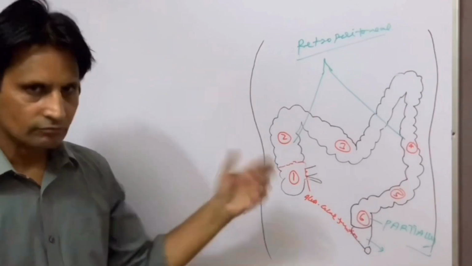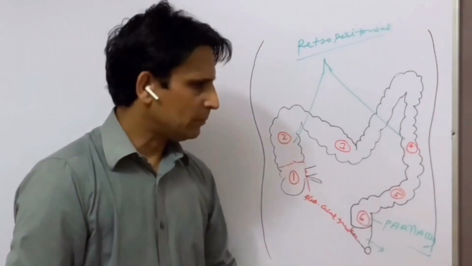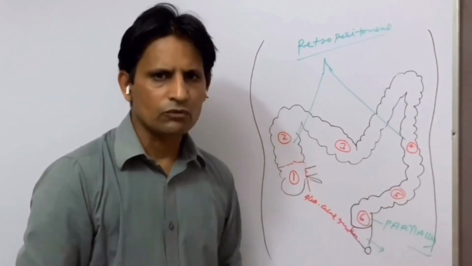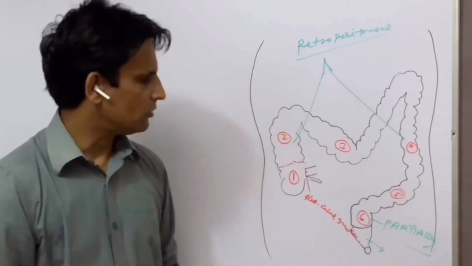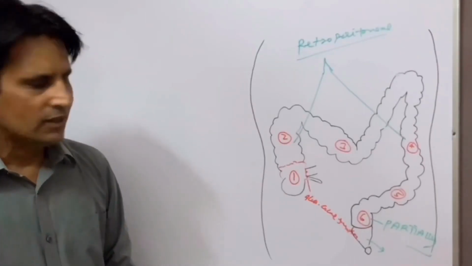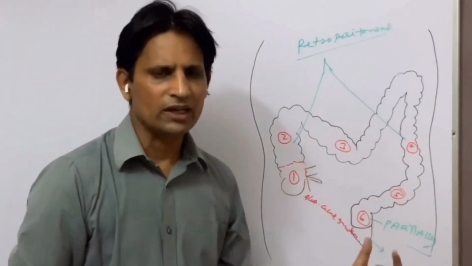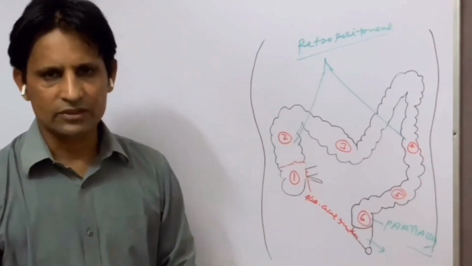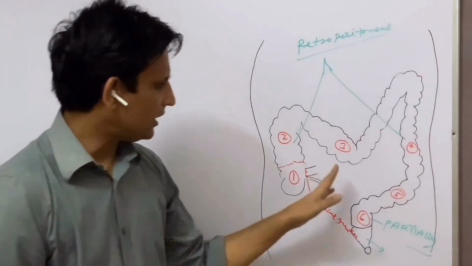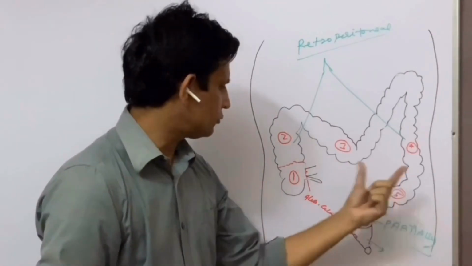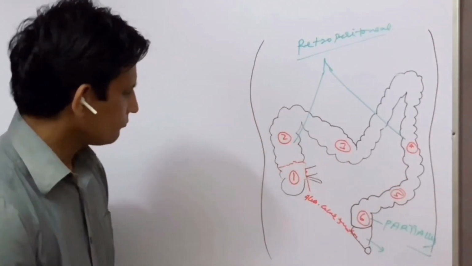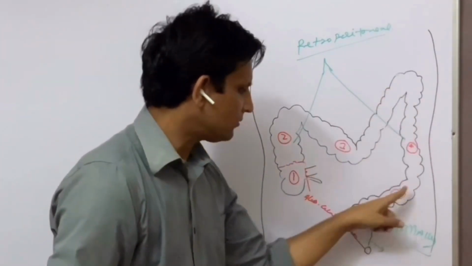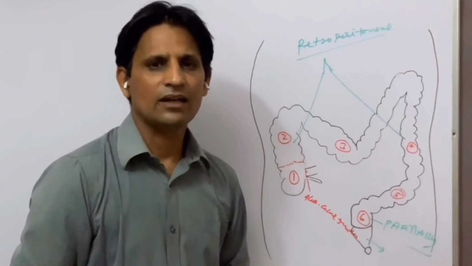Okay, next, the very basic question, and from an exam point of view, this is a very good and very important question: what are the differences between the small intestine and the large intestine? So let us see the differences, right? The very first and most common difference between these two is, of course, the width, and that's why this portion is known as the large intestine.